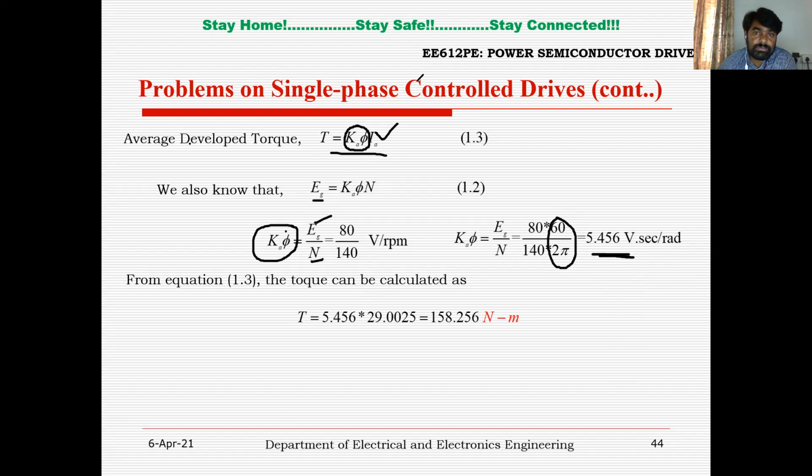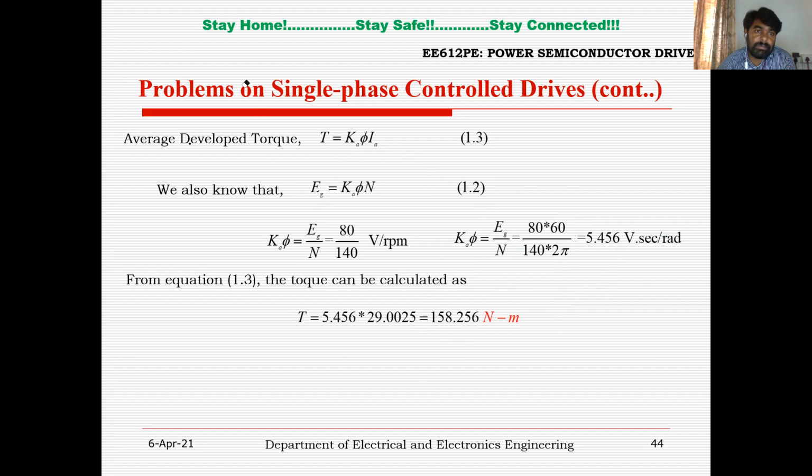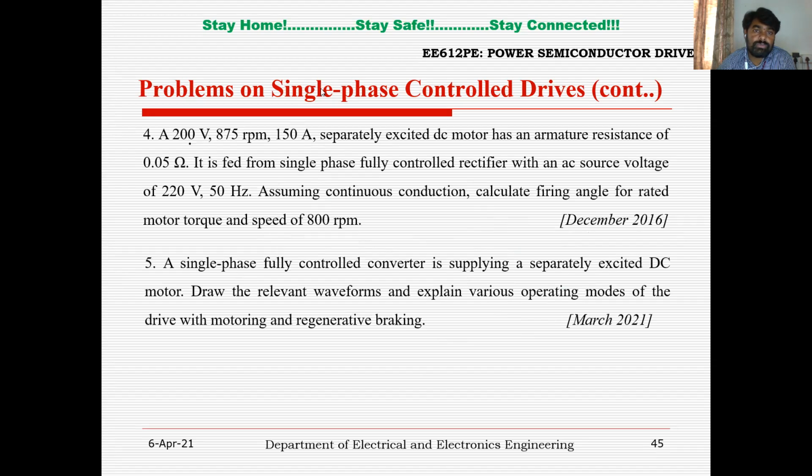So now you can substitute the value of KΦ in this expression. We know the IA value we just calculated, 29.0025. So I will get the torque value as 158.256 Newton meter. This is the torque of a separately excited DC motor. So this is about the third problem. Now we'll move on to two more problems. You please try to solve these problems.